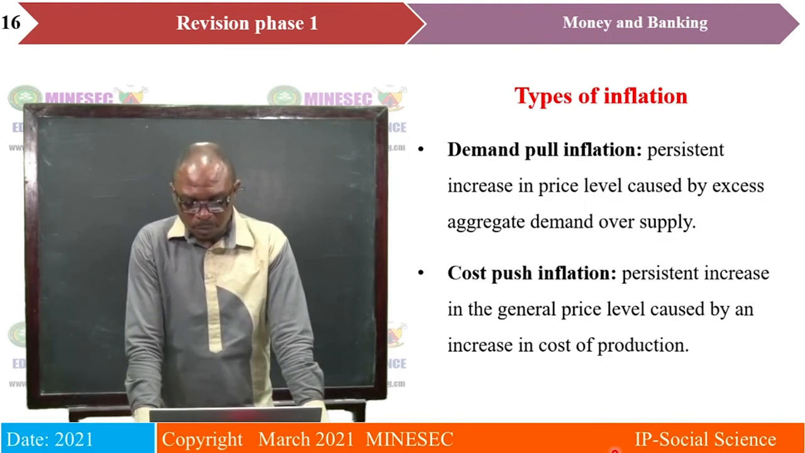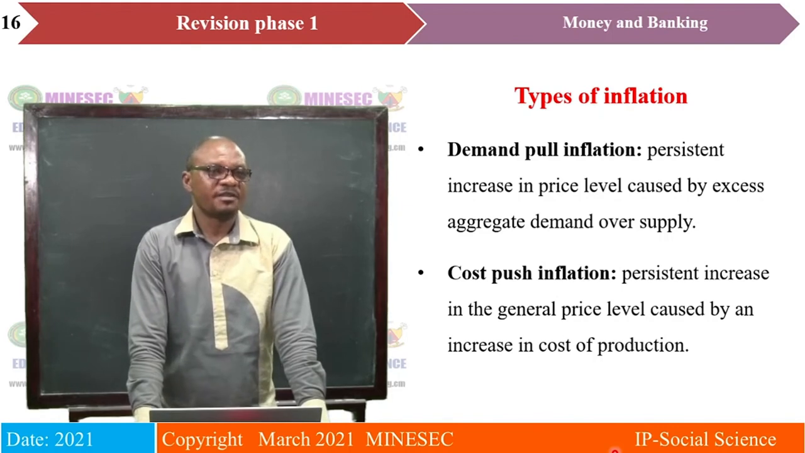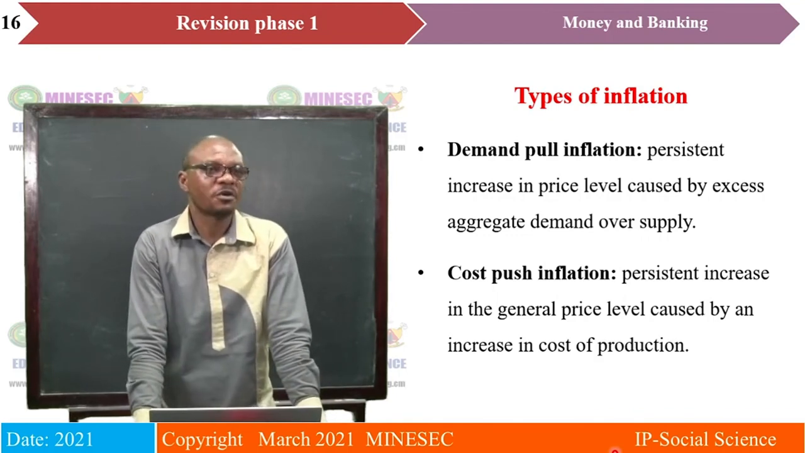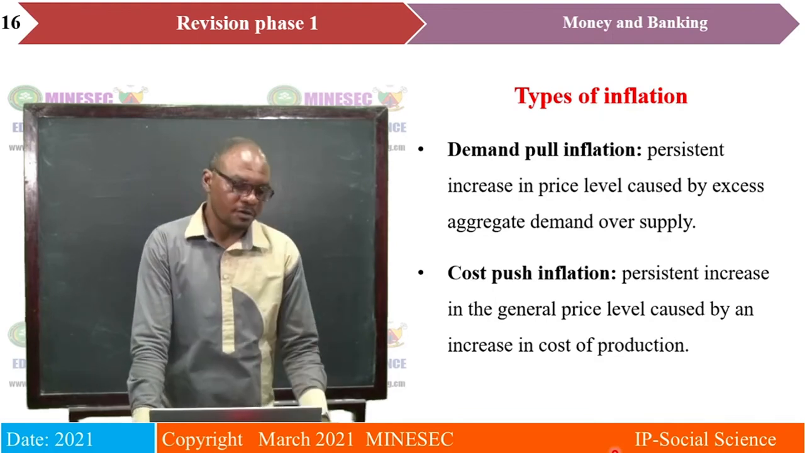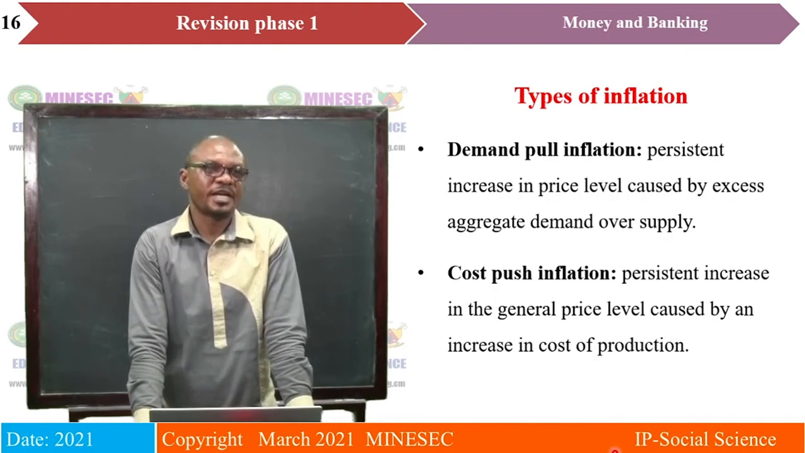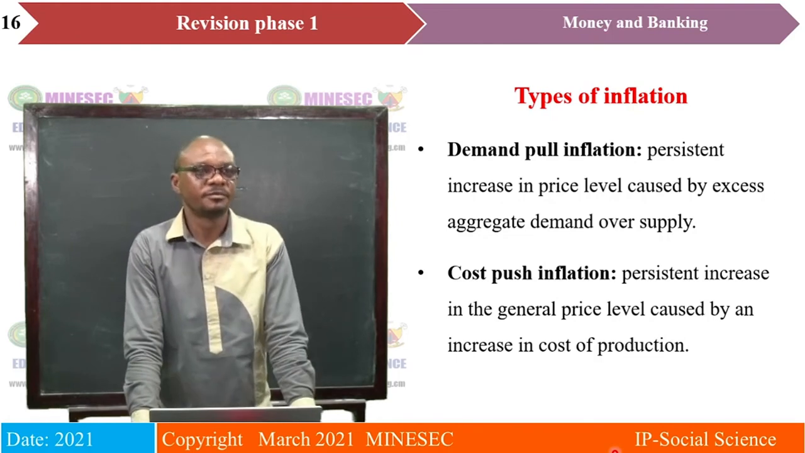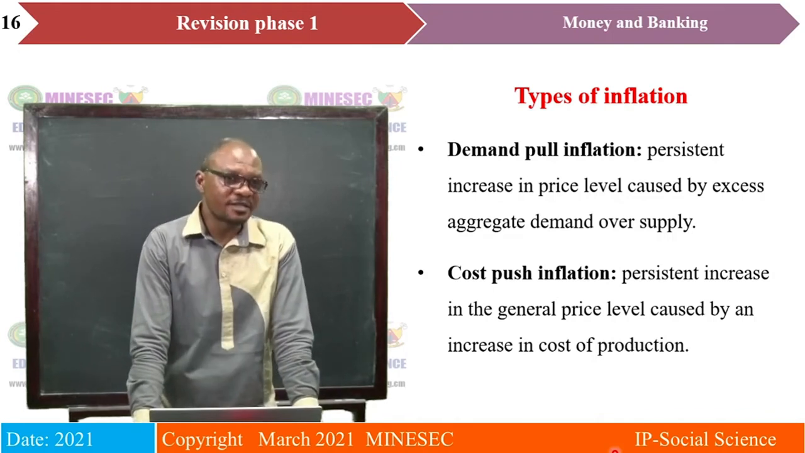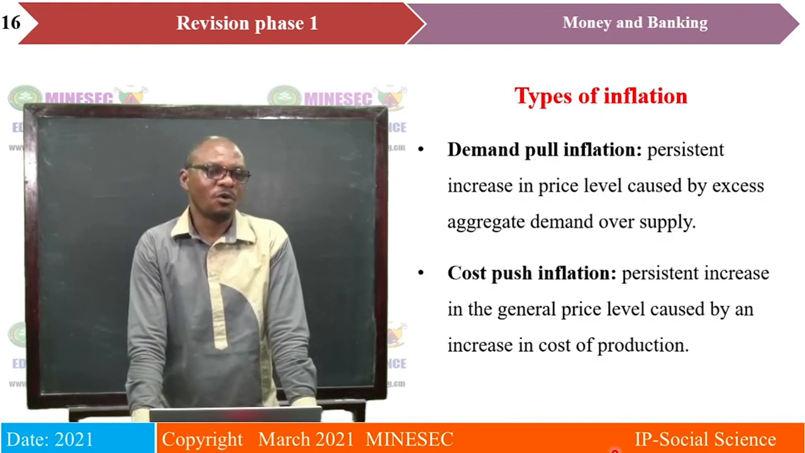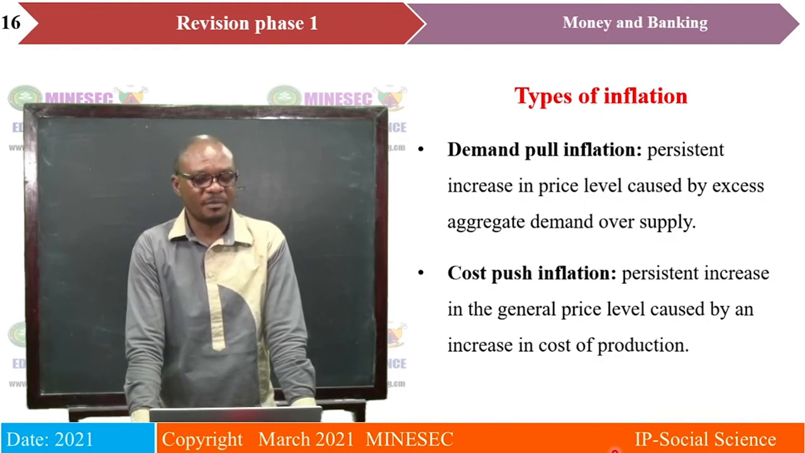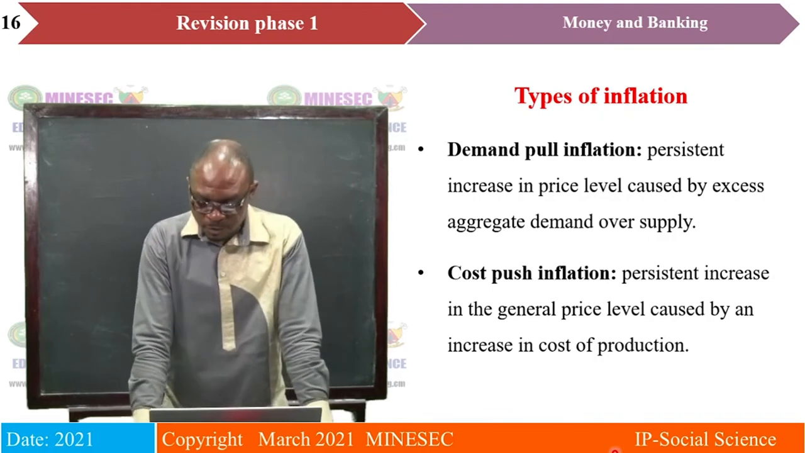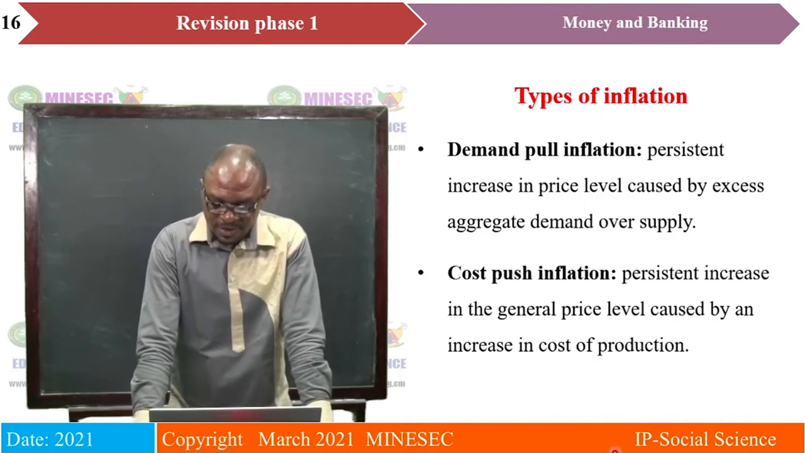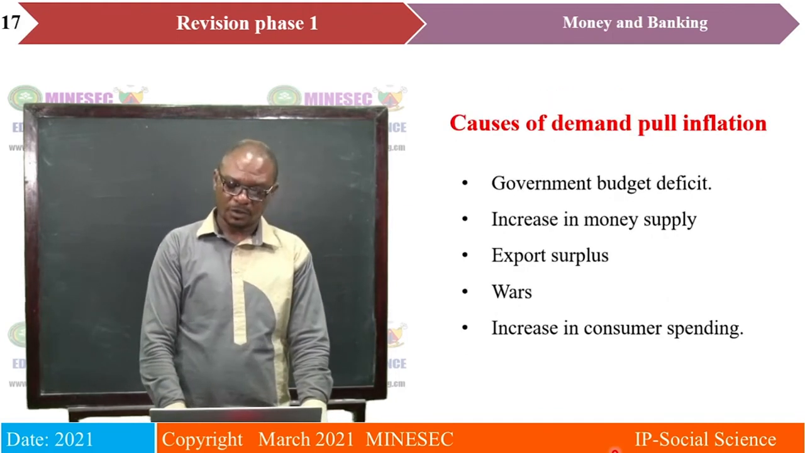The other type of inflation, cost push inflation, is when the average price level is rising because of increases in the cost of production. You will recall that cost of production are the expenditures incurred in producing a good or a service. So when the cost of production is rising, then firms will normally increase the price of the goods that they produce in order to hold on to profits or to avoid making losses. So by definition, cost push inflation is the persistent increase in the general price level caused by an increase in the cost of production of goods and services.